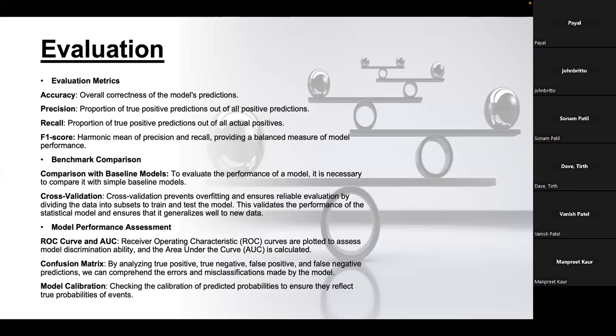The ROC curve and AUC, area under the curve, provide a holistic view of the model's ability to discriminate and quantify it. The confusion matrix reveals true positives, true negatives, false positives, and false negatives. Through its analysis, we identify the model's errors and misclassifications. Lastly, model calibration ensures the predicted probabilities align with reality, protecting against skewed insights. By using all these evaluation metrics, we can optimize our models for better predictive accuracy.